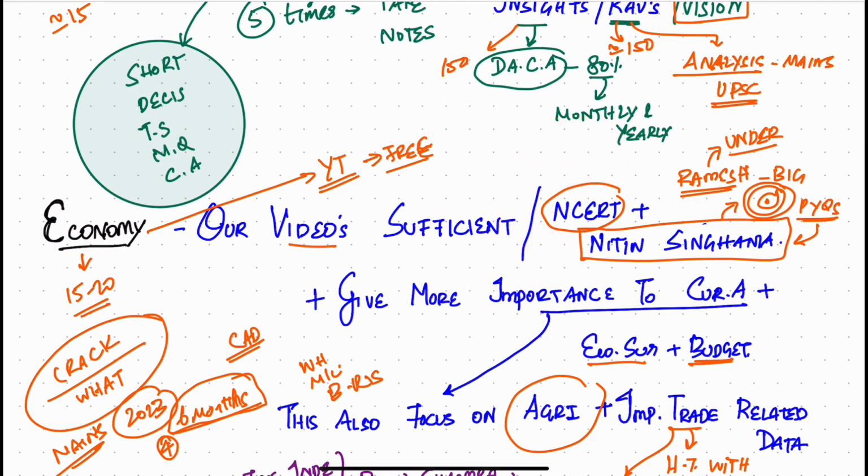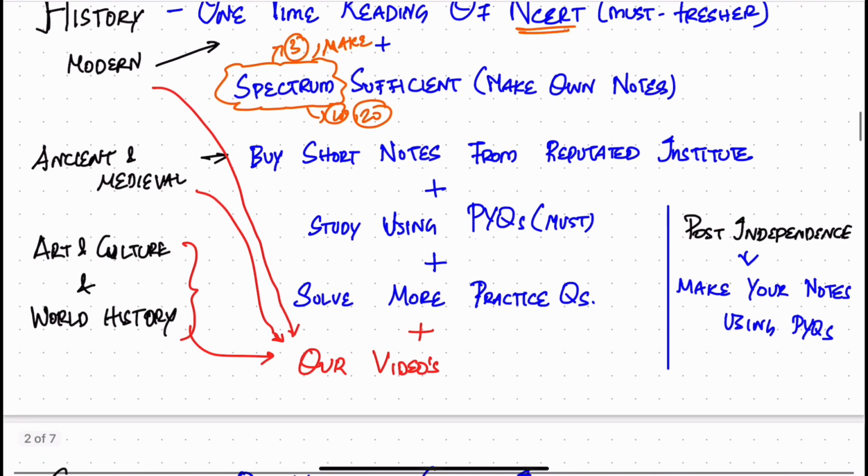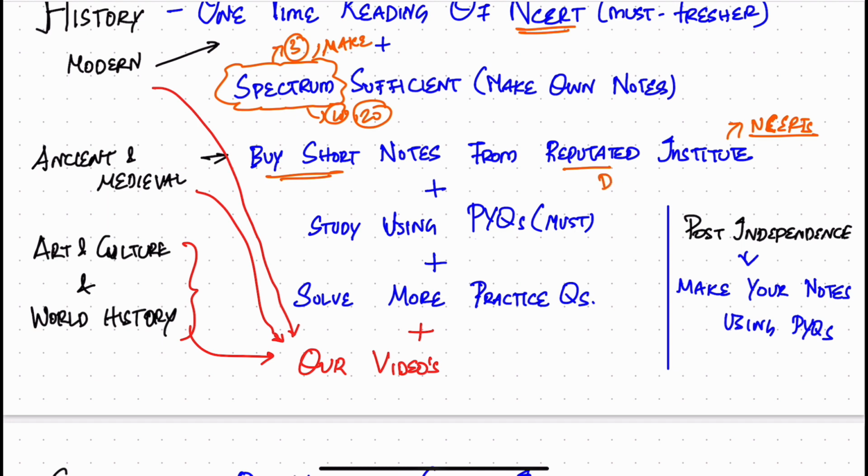Then, I already told you Spectrum is sufficient for modern history. For ancient and medieval, if you are good with English reading, or if you have time, read the NCERTs, or else don't read them. Just buy short notes from a reputed institute from the market, or you can download them from many websites or Telegram channels. Everything is available nowadays because of the digital revolution. So you can download PDFs also.